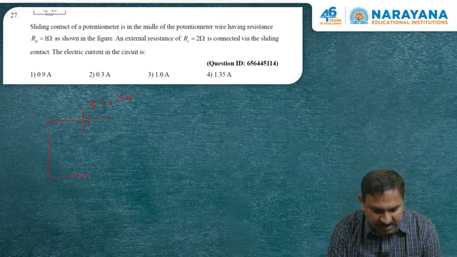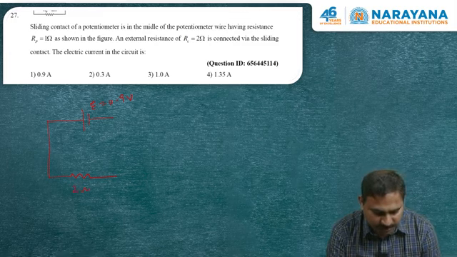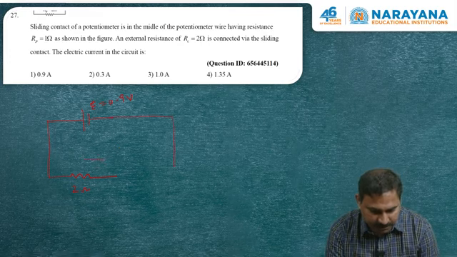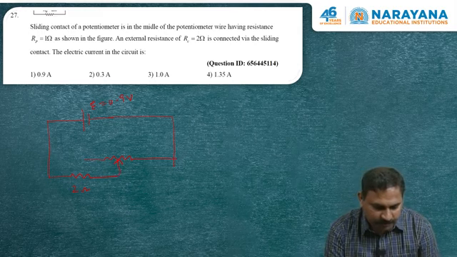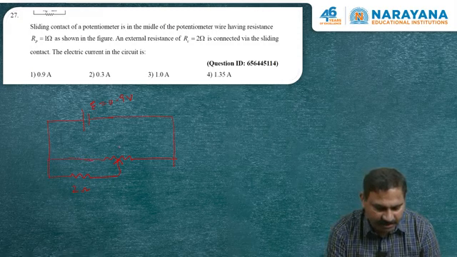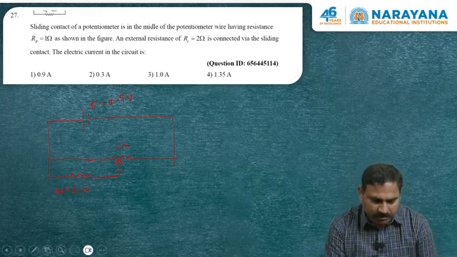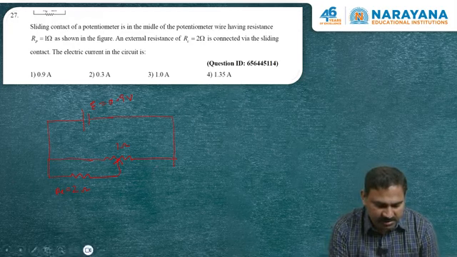And this is an external resistor of resistance 2 ohm which is connected to it. The diagram is missing here, I think it is like this. This is the potentiometer wire. The resistance of the potentiometer wire given is 1 ohm, the external resistor is 2 ohm, and the voltage of the cell given is 0.9 volt. Now, the sliding contact is kept at the midpoint of the potentiometer wire, and we are asked to find the current in the circuit.